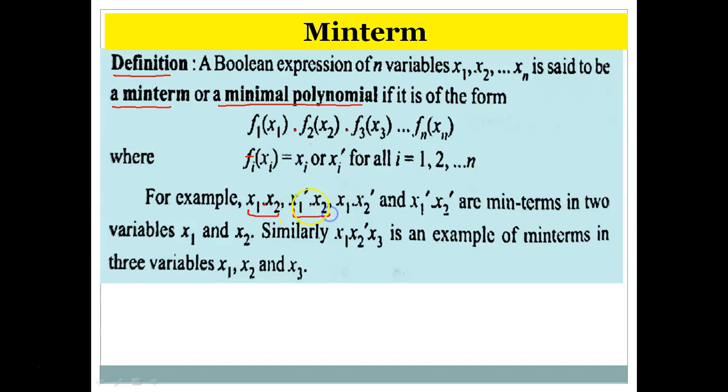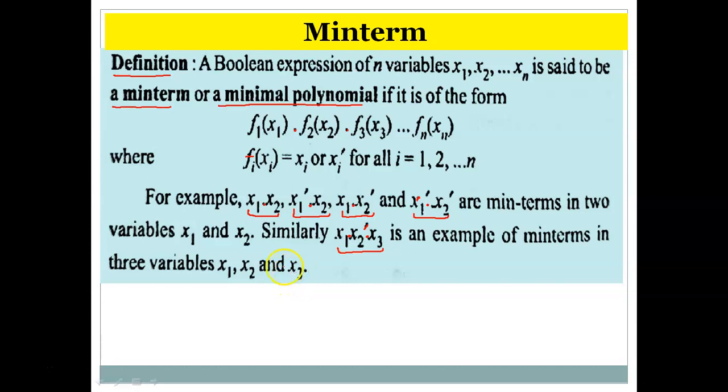If I'm writing x1 complement dot x2, this is another minterm. Further, if we write x1 dot x2 complement, this is another minterm. Further, x1 complement dot x2 complement, this is again a minterm. So these are the minterms in the two variables x1 and x2. Similarly, if I write x1 dot x2 complement dot x3, then this is an example of a minterm of three variables x1, x2 and x3.